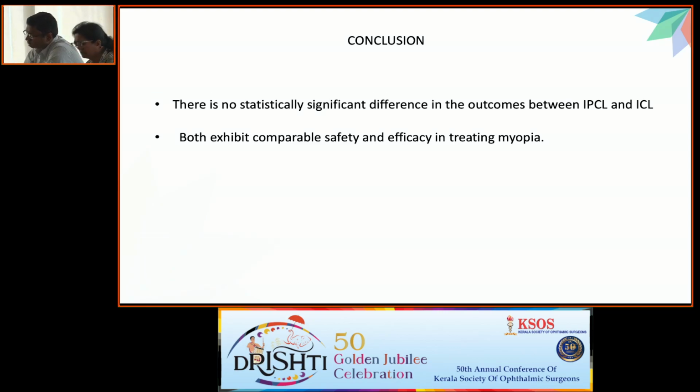Both your study and the other lady's study are from the same center? Yes, sir. So much of variation in both the studies. First was 3 months follow-up, and I included minimum 1 year follow-up. Okay. Because the incidence of glaucoma and all is totally different.